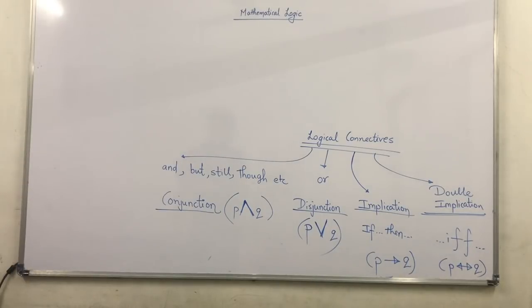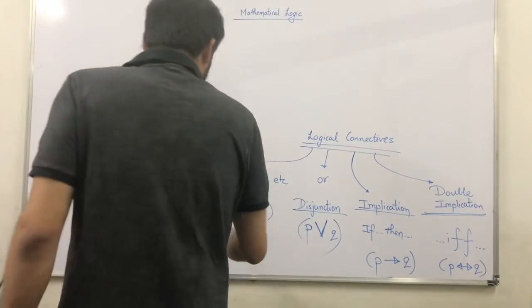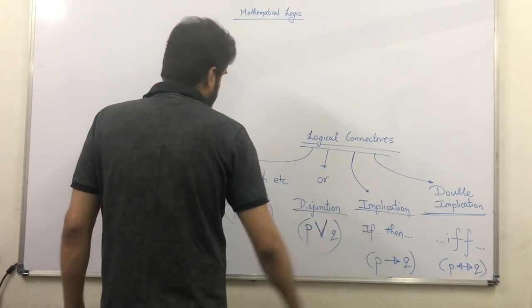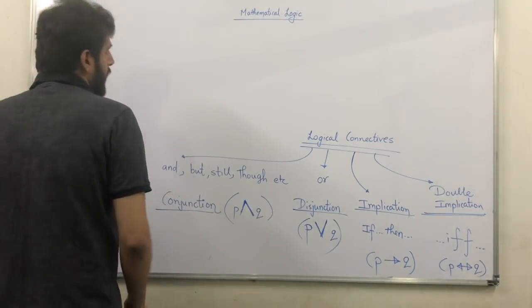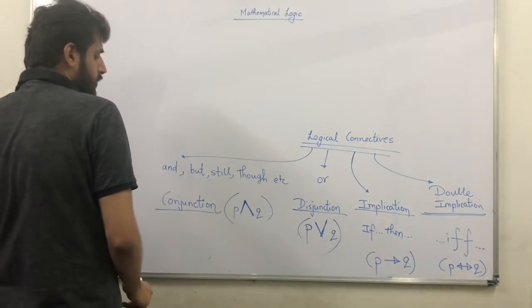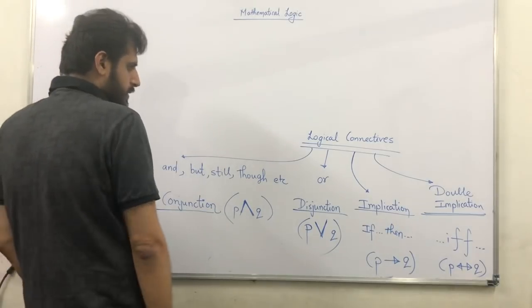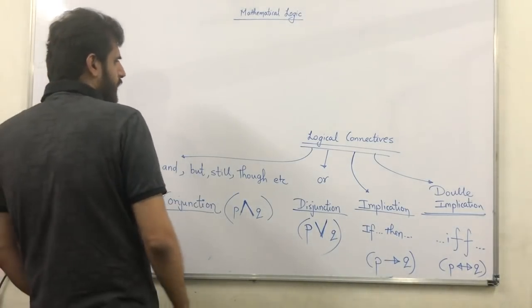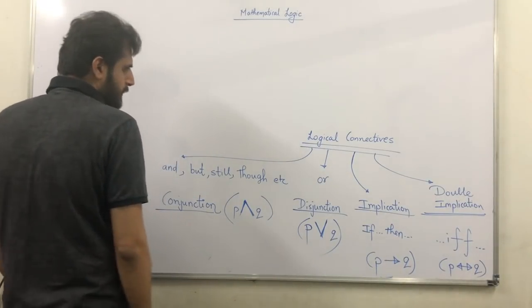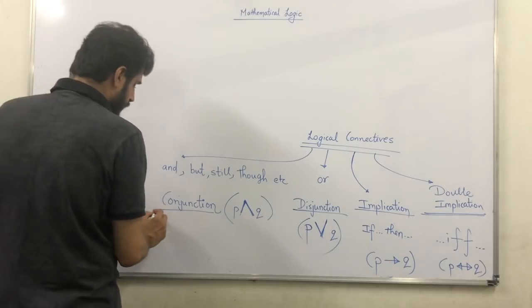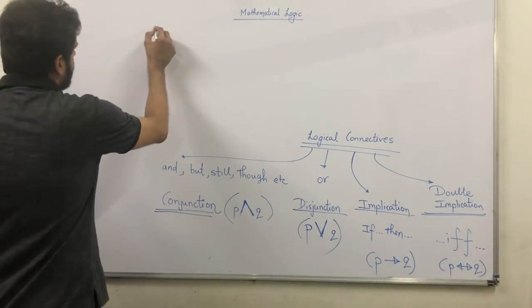Okay, as we discussed, there are four types of connectives in the mathematical logic chapter to combine two simple statements into a compound statement. You can have two or more simple statements connected to form a compound statement. So out of that, we're now going to first focus on conjunction.